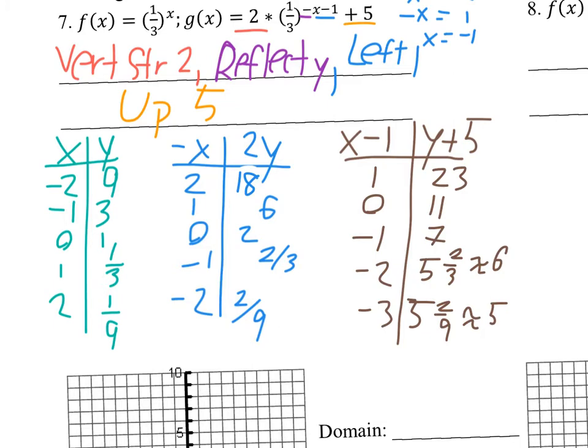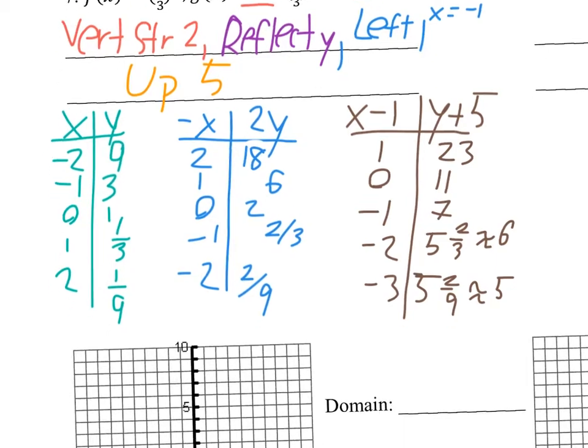Now folks, I know that 5 2/3 is not equal to 6, and I know that 5 2/9 is not equal to 5, approximately because our graph tables are only so big. So we're going to have to approximate a little bit to make our lines clear. So let's take a look.